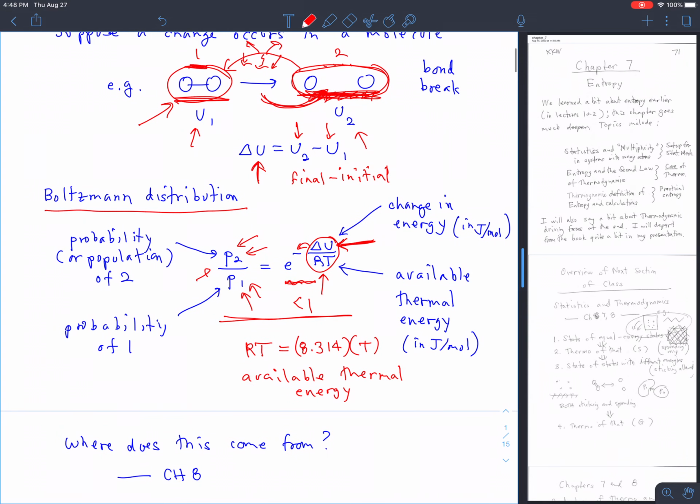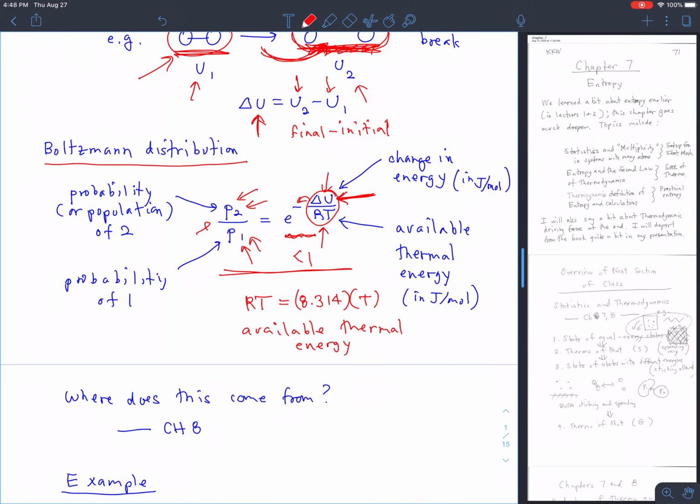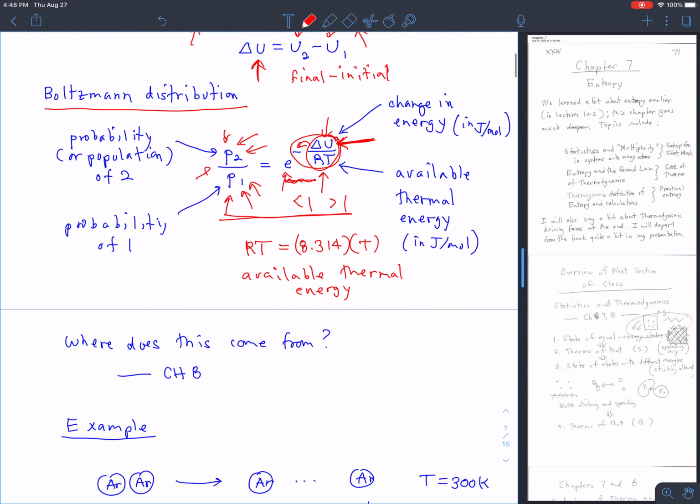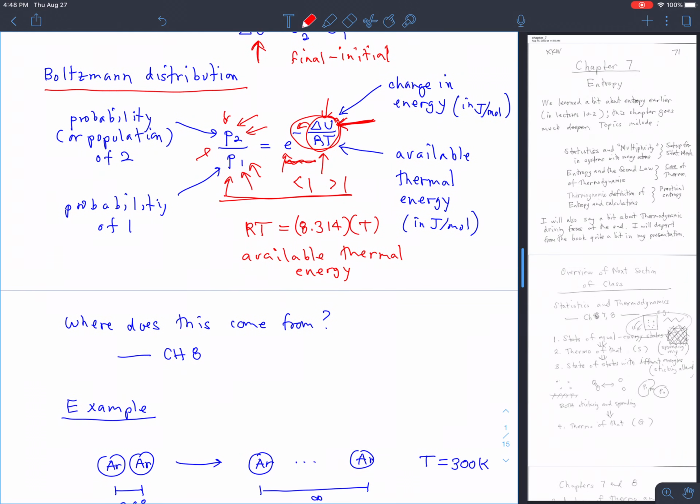On the other hand, if we went back the other way, or if somehow it turns out that this change in energy is negative, which it perfectly well can be, then this whole quantity will be positive, the exponential will be greater than 1, and the final probability will be greater than the initial probability. So depending on the sign of the energy change, the probability can either go up or down for the final state. Also, you can see from this that the amount of energy that matters is controlled by this quantity RT.